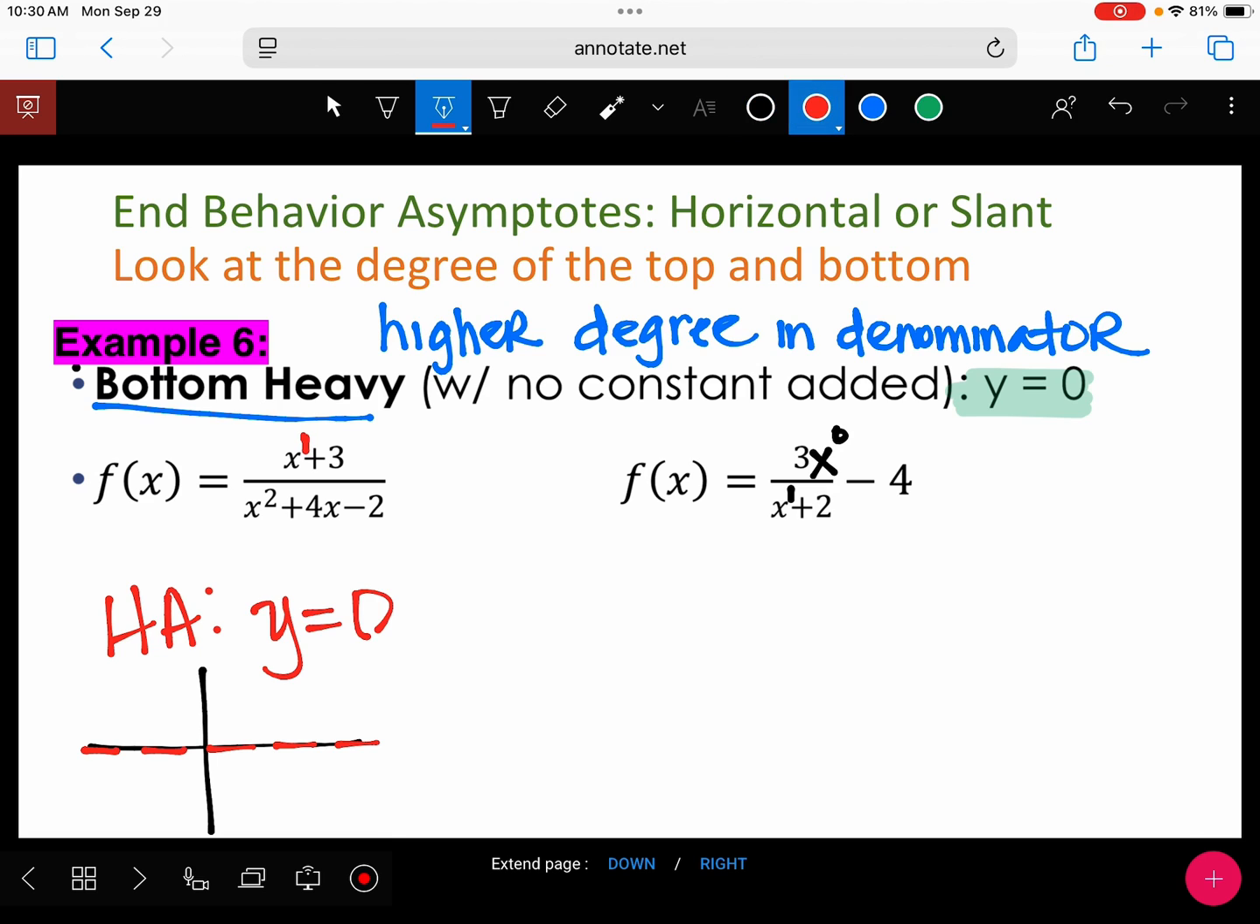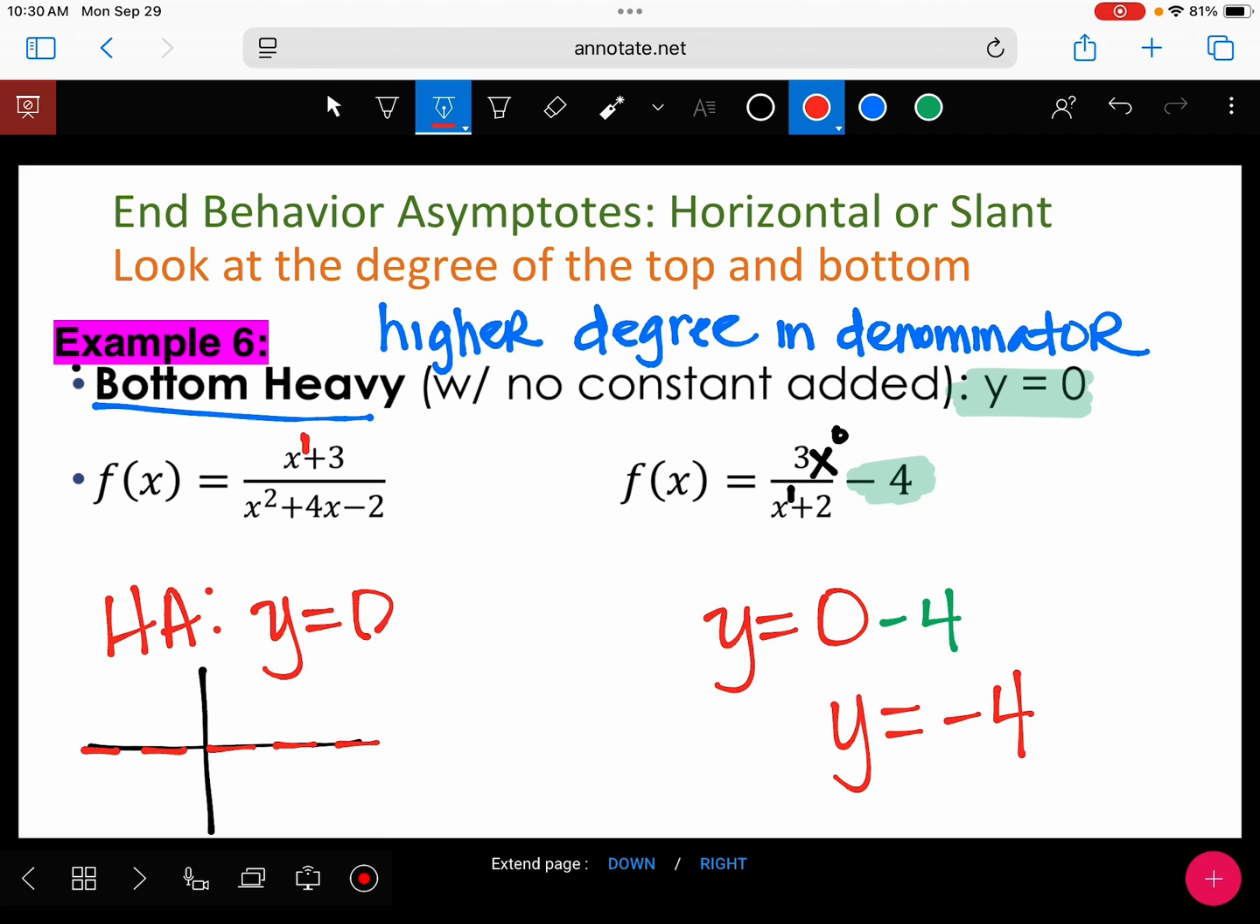So my horizontal asymptote, we're still going to start it off at y equals 0. But we can't ignore this minus 4. So we have to bring that down and do something with it. So what we're going to do whenever it is that special case, if it's a minus a number or add a number, is we're just going to subtract that or add it to the 0. So in this example, we would have a horizontal asymptote at y equals -4.